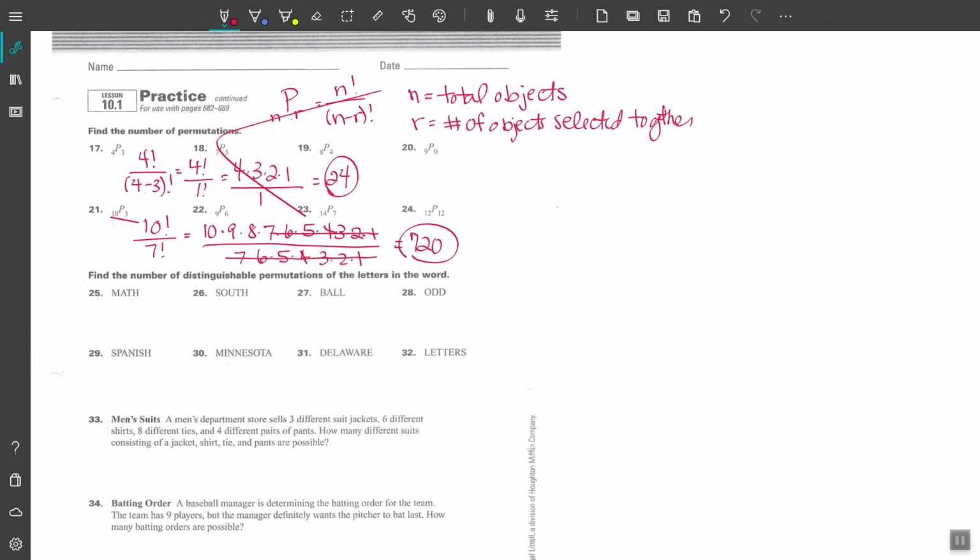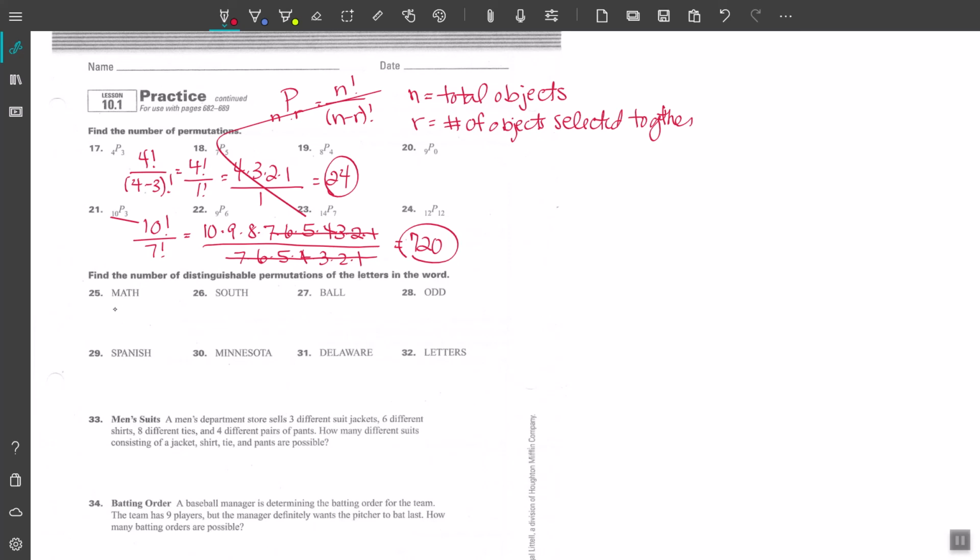And now the last situation is when we have permutations that are going to allow for repeatable events. Okay. So for example, in the word math, we have 4 letters. If we were going to rearrange those letters and just take those 4 letters and rearrange them, we can find out how many rearrangements there can be.